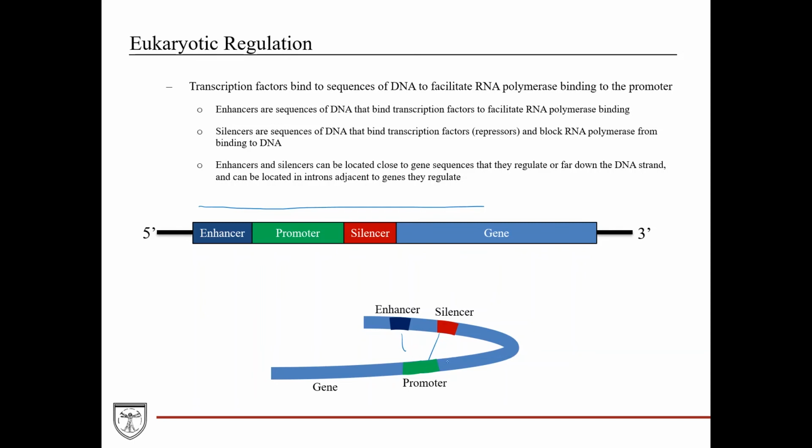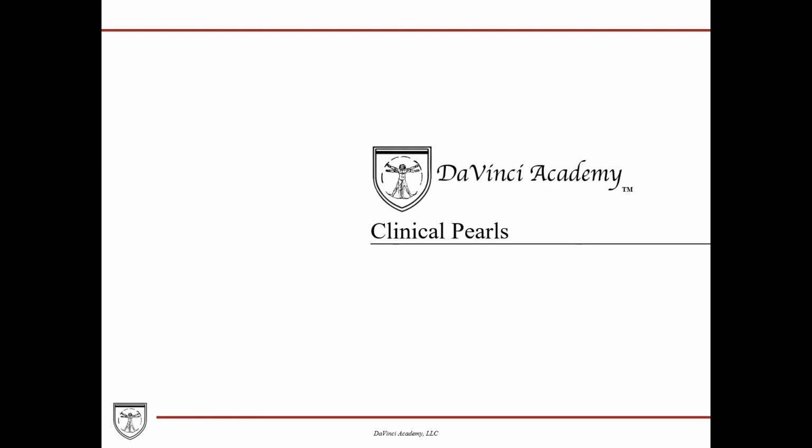So even though in sequence of the nucleotides they're not directly next to the promoter, because of the way the structure turns, when a transcription factor binds here or here, it's still in close proximity to the promoter and can impact RNA polymerase binding. All right, so now some clinical pearls to wrap this up.